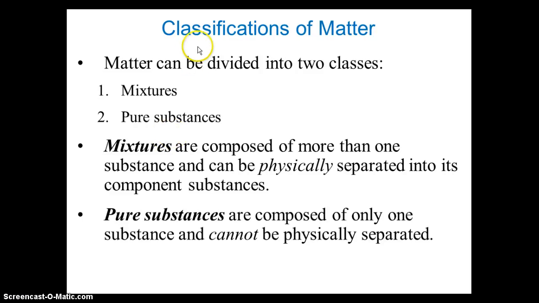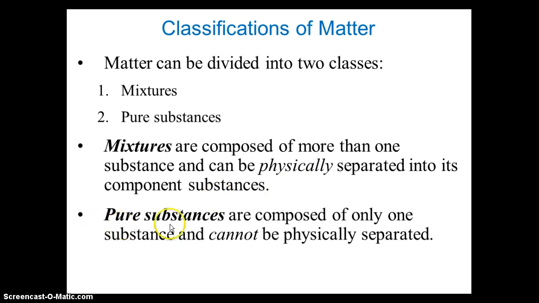In this video, we will learn how to classify matter. Matter can be divided into two classes, mixtures and pure substances. Mixtures are composed of more than one substance and can be separated physically into their component substances. For example, salad. Salad contains lettuce, tomatoes, cucumbers, and black olives. When you separate them out, you can separate them into their own components.